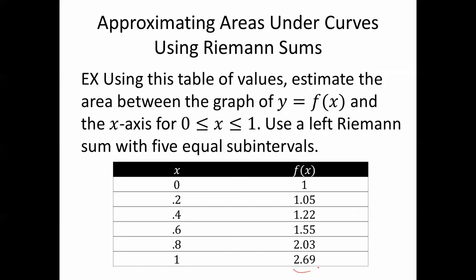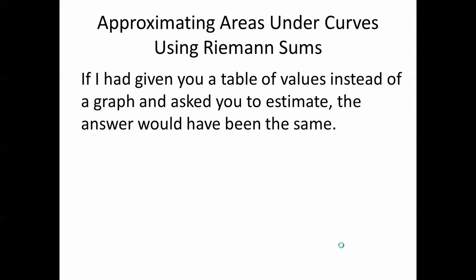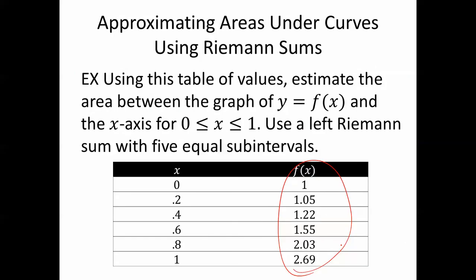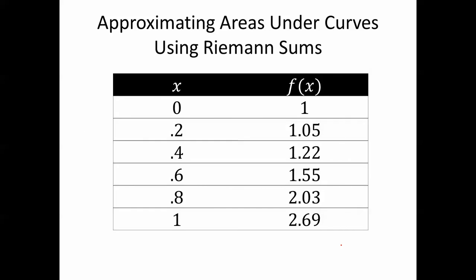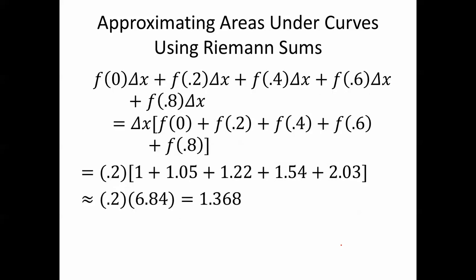So again, instead of asking you to estimate what these f values are based on the graph, I'm just telling you what the f values are. But it's going to be the same problem. Okay, so you've got this table, and you calculate f of 0 delta x plus f of 0.2 delta x, etc. You're just going to end up with the same answer, 1.368. The only difference is that I tell you what the values are, and you don't have to guess them.